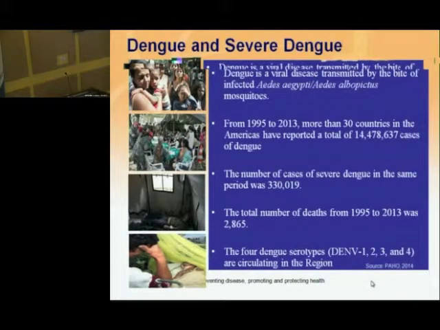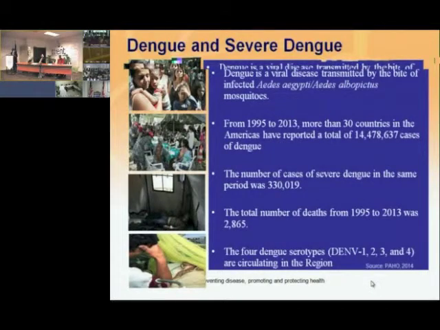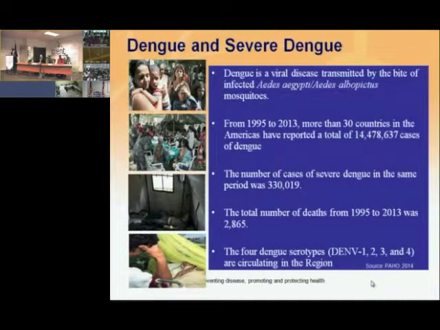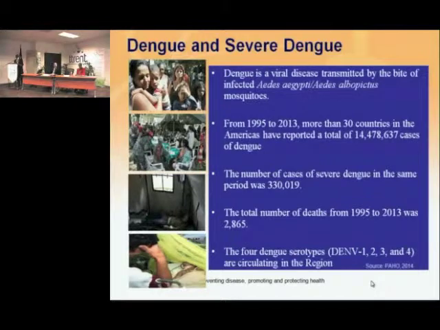The number of cases, as we can see, is increasing over time. What we have is the total number of deaths from 1995 to 2013 at 2,865, but we have a total of cases which is clearly more than 250,000 from the same time period.